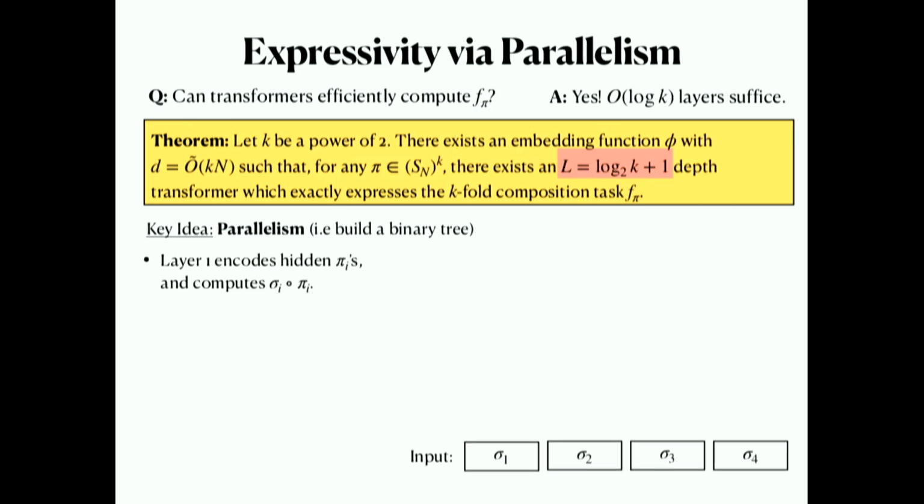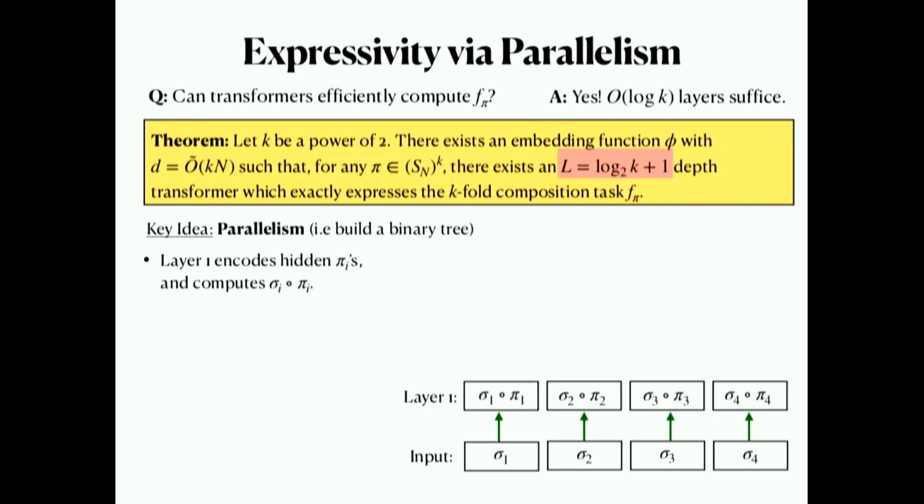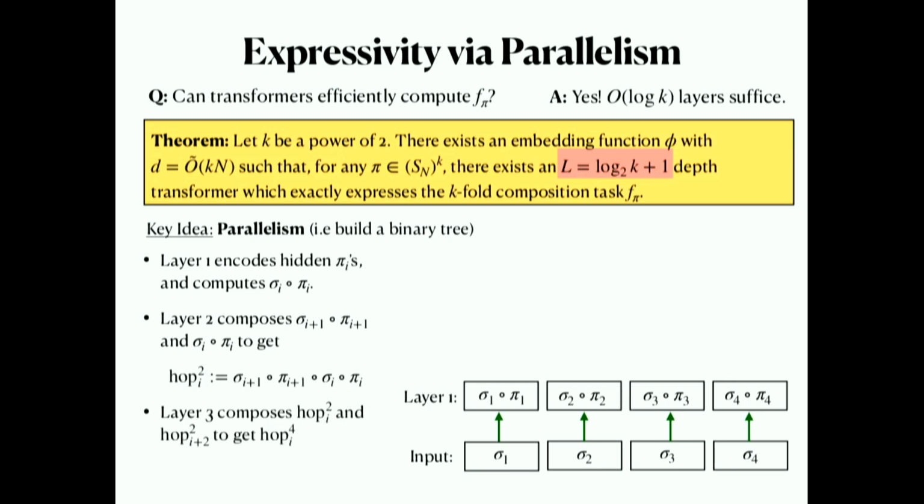What the first layer is going to do is encode the hidden pi I and compute these permutations for each I, sigma I composed with pi I. It does this by encoding the pi I in the key query matrices of the first self-attention layer. Next, the second layer is going to compose adjacent sigma I pi I with sigma I plus 1 pi I plus 1 to get the following hop2 function.